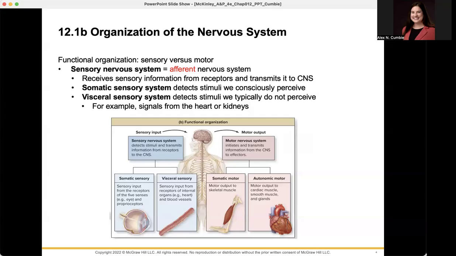Visceral is something that we don't really perceive. It's subconscious, sending signals from internal organs. You can kind of see the examples here for sensory.